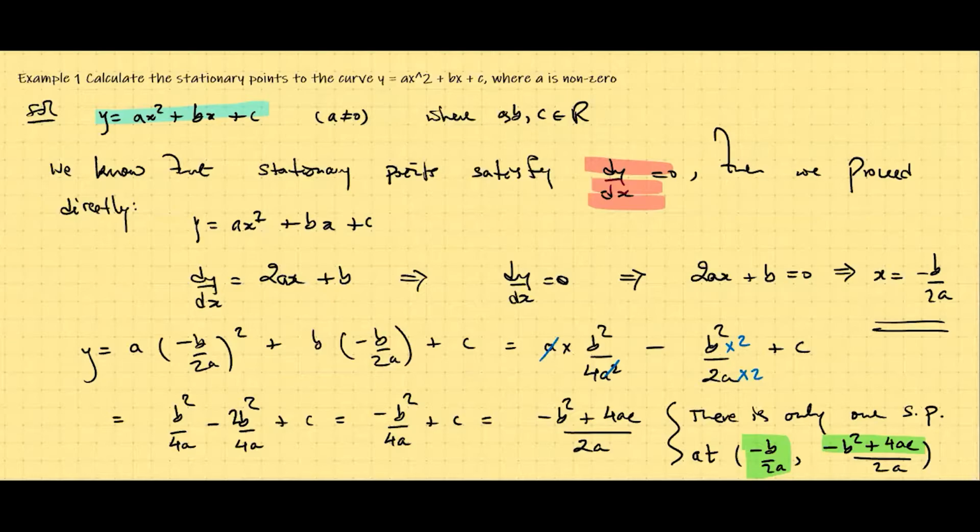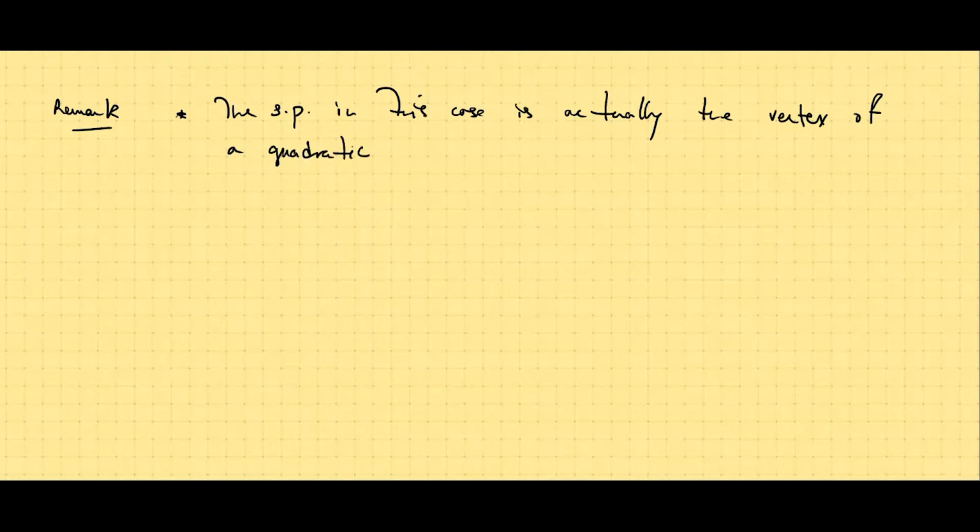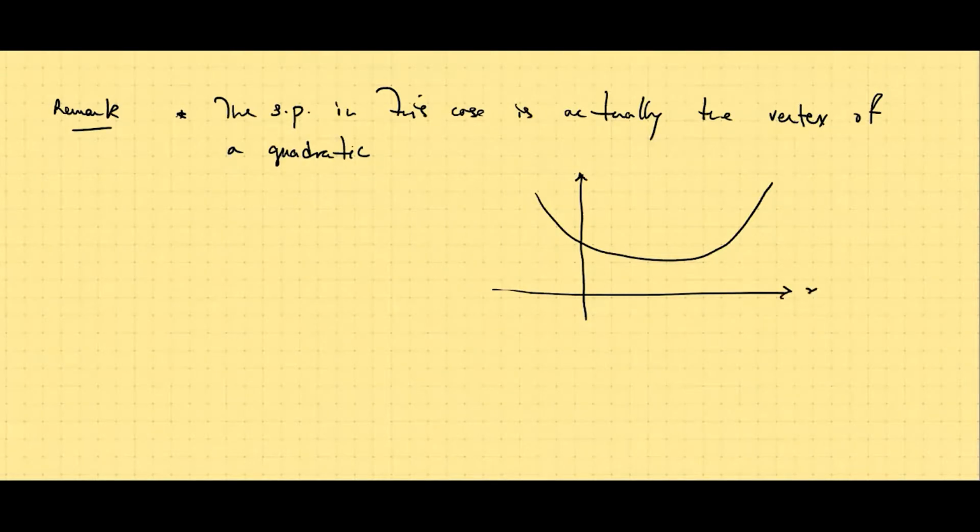Now, I would actually just make a remark here. So let me make some room. And the remark is as follows: the stationary point in this case is actually the vertex of a quadratic. So what do I mean by this? Well, if we look at a generic quadratic, then of course, let me just write down the generic equation, where a is non-zero, crucially.